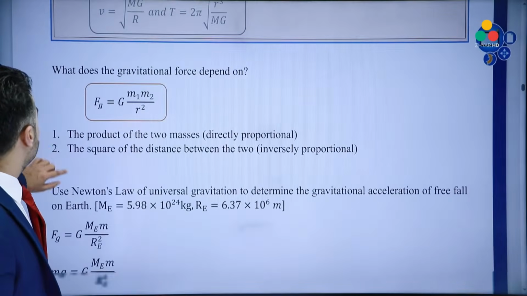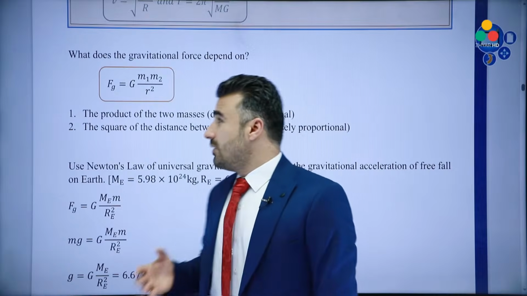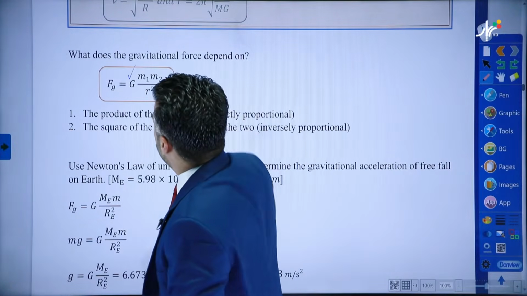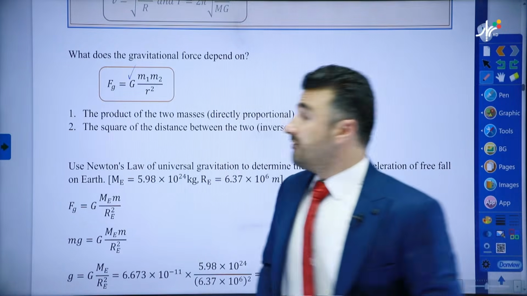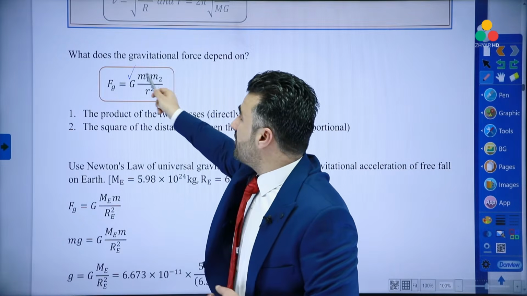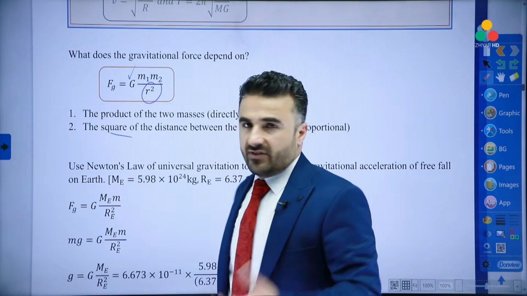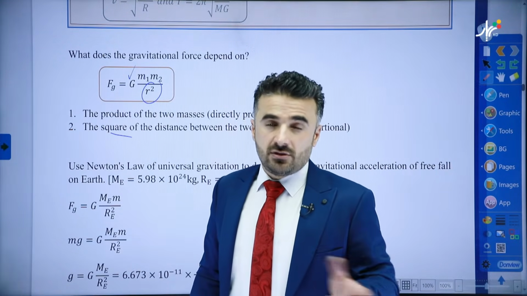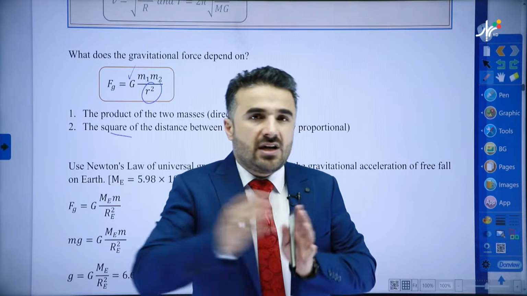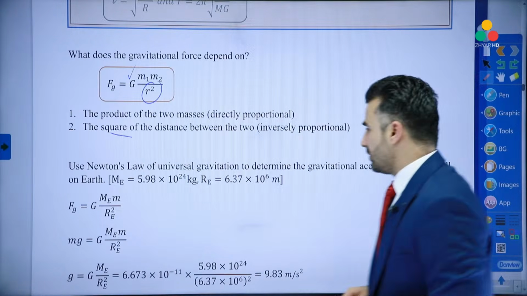Orbital speed and period are cancelled. What does the gravitational force depend on? That is a very good question. Because G is a constant, you can take it out of the equation. So what does the gravitational force depend on? Can we say it depends on the product of the two masses? Yes. Can we say it depends on the square of the distance between the two objects? Yes. So gravitational force depends on these two things: the product of the two masses and the square of the distance between the two.